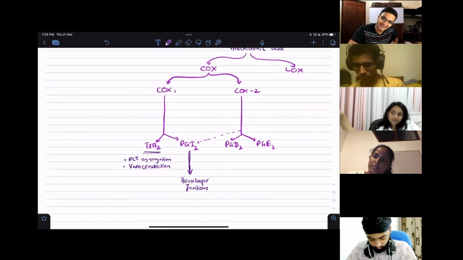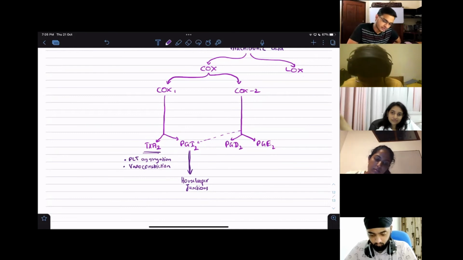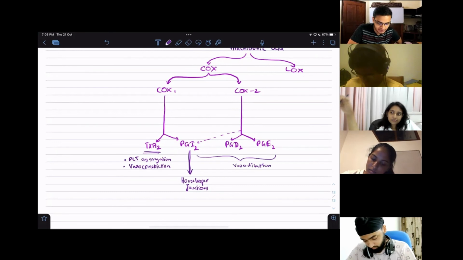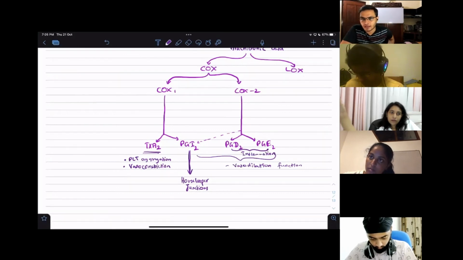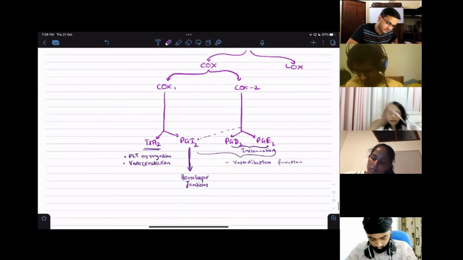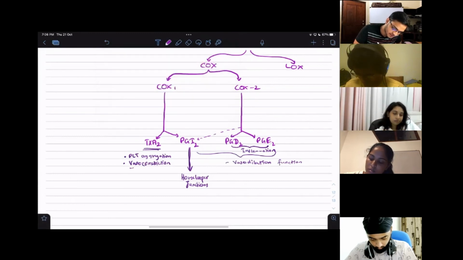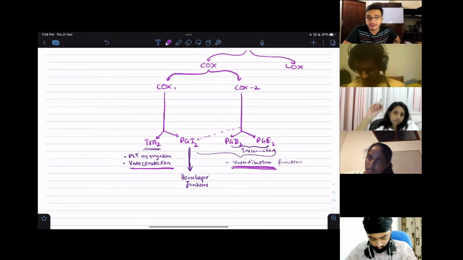Go back and look. Prostaglandin. So how do these cause increased mucosal blood flow, guys? Vasodilation. All these prostaglandins have a vasodilation function. And these prostaglandins D2 and E2, guys, have a special role to play in inflammation. Now, look at this. From the cyclooxygenase 1 pathway, we have vasoconstriction. From the cyclooxygenase 2 pathway, we have mainly vasodilation.